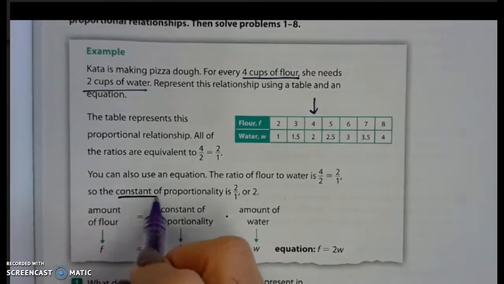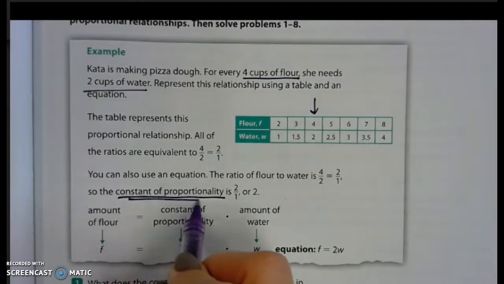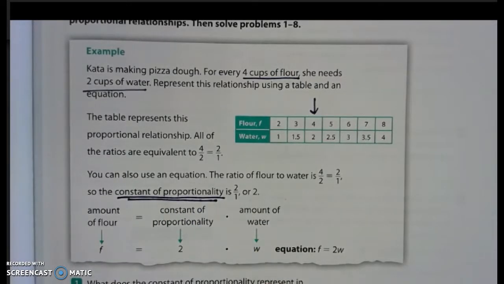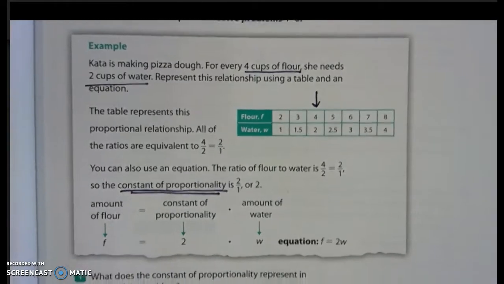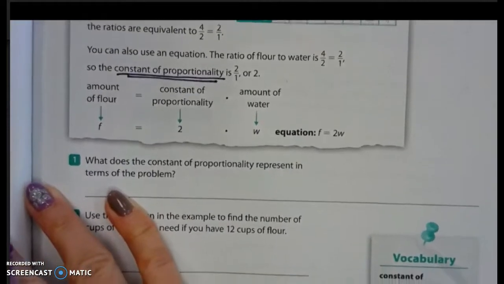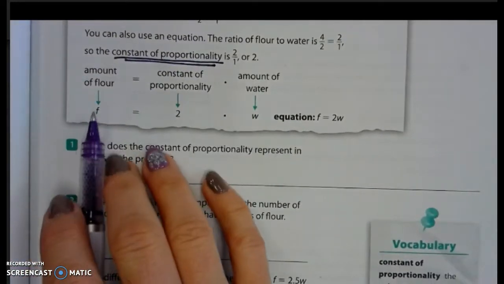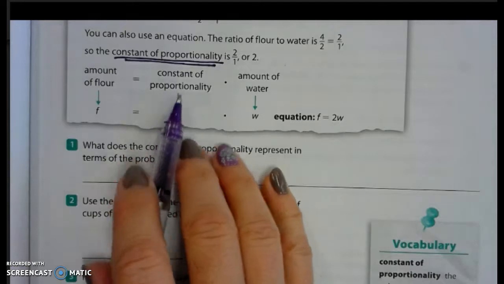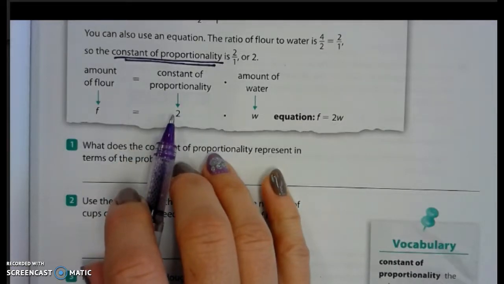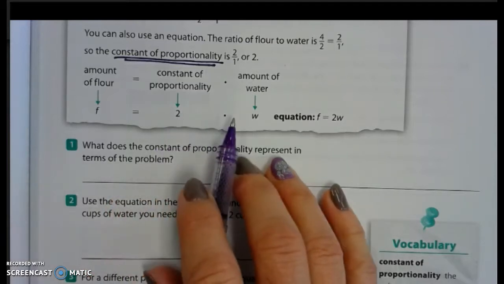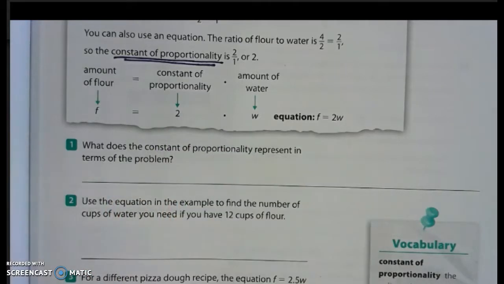Now, this is probably a new term, and we're not going to talk too much about it now, but we will later. Constant of proportionality, just think of that as the ratio of what you're using in the problem, and then we'll come back to it later. Then they're showing you how to write the equation. The amount of flour, F, is equal to that constant of proportionality, 2. Remember, it was 4 over 2, which simplifies to 2. And then you multiply that by the amount of water.